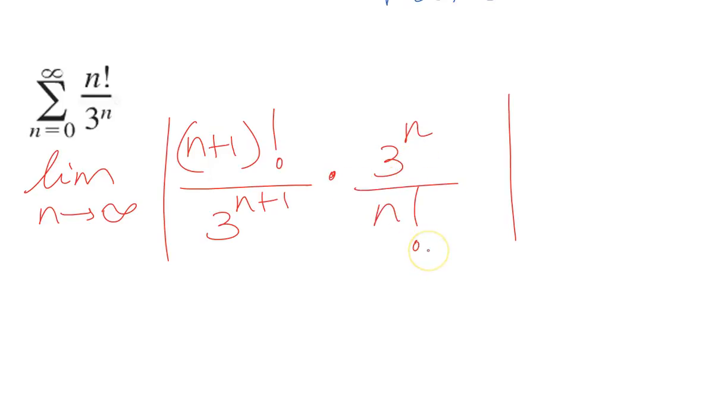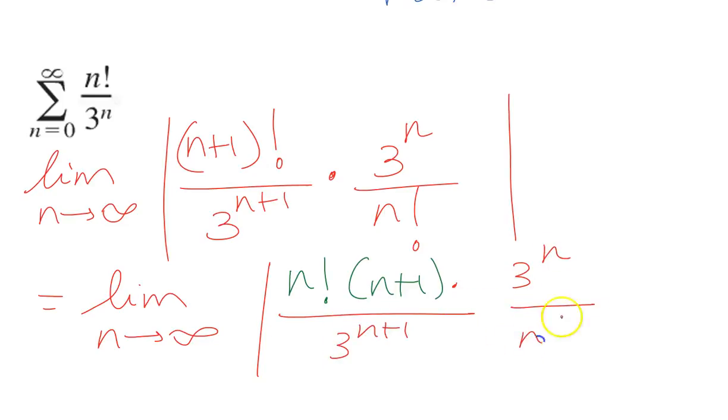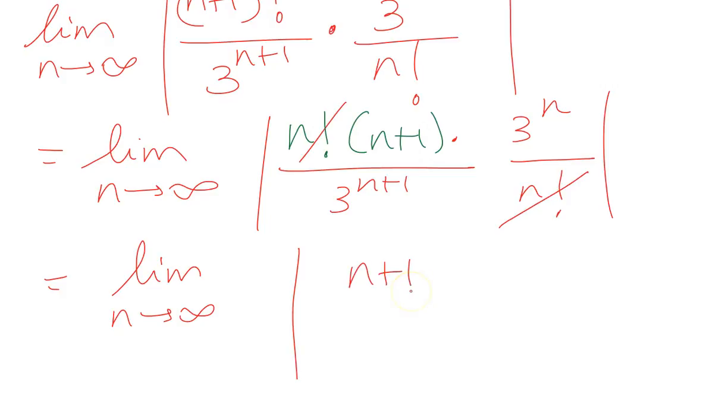Okay, so the limit as n goes to infinity of, look, you have to always write the larger factorial using the smaller factorial. This is going to be n factorial times n plus 1, right? Then you have 3 to the n there, 3 to the n plus 1 here, you have n factorial here. Let's simplify them all. What's going to get cancelled, guys? n factorial cancels this n factorial. You will have n plus 1.